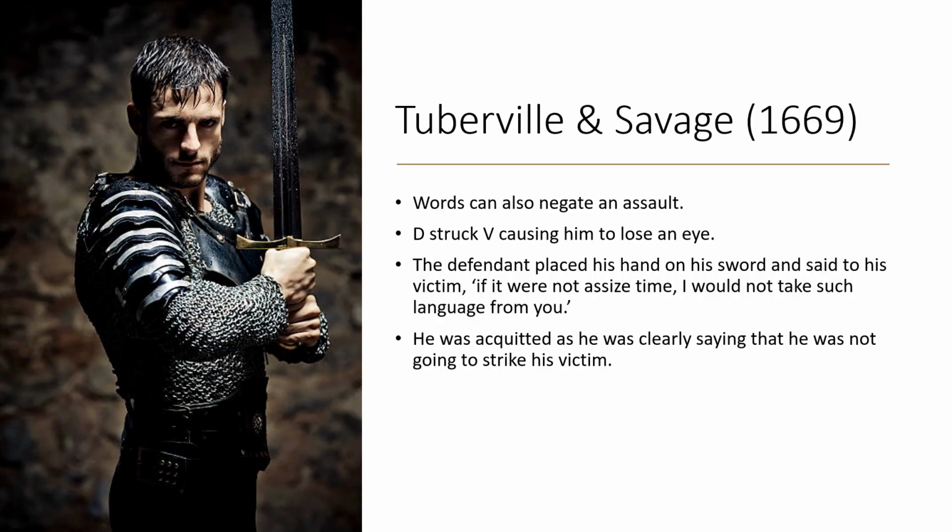Tuberville and Savage gives us the impression that words can also negate an assault. So if you say something which puts a condition on you threatening somebody, or I would do something if it weren't for this, then that can undermine an assault. So if I, for example, said I was going to punch you if you didn't have glasses on, well, if you have glasses on, what I'm really saying there is I'm not going to punch you.